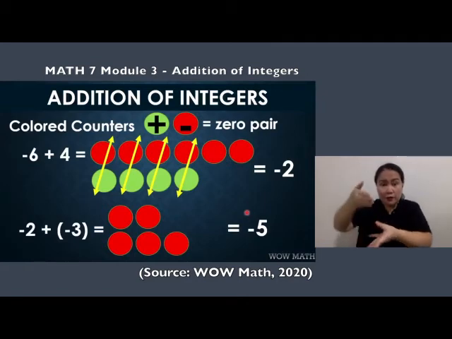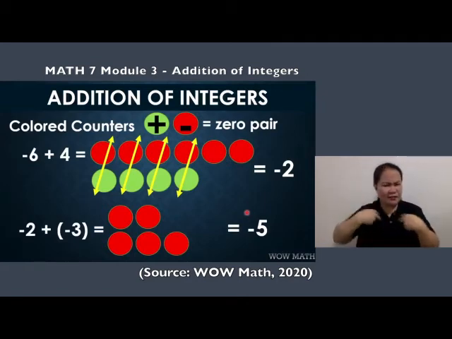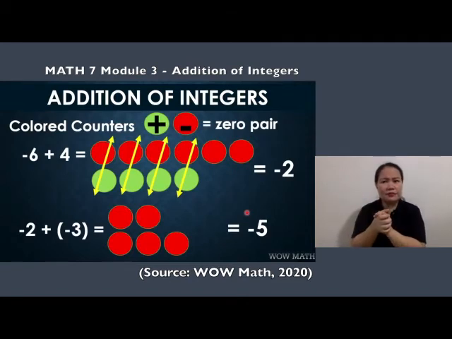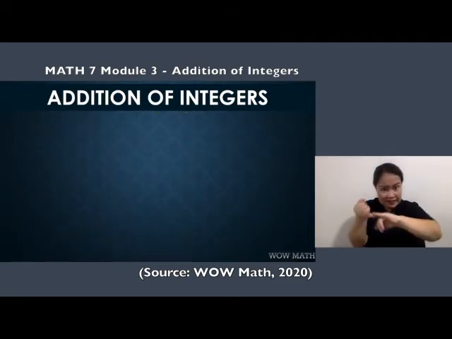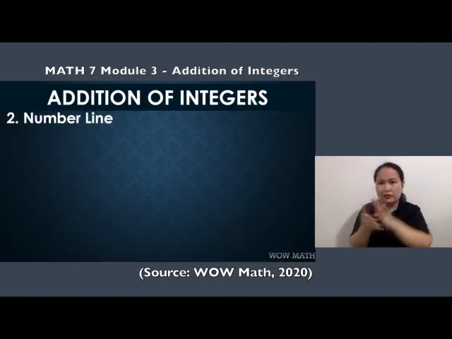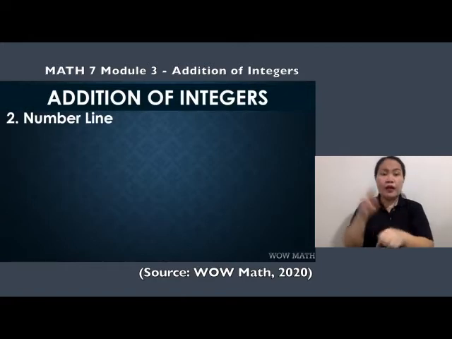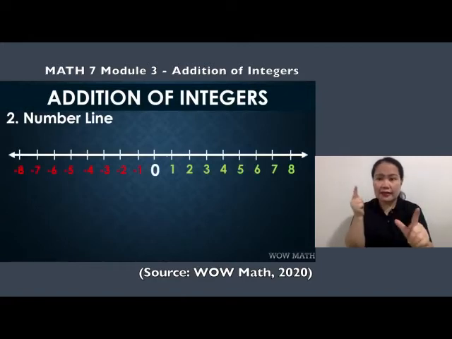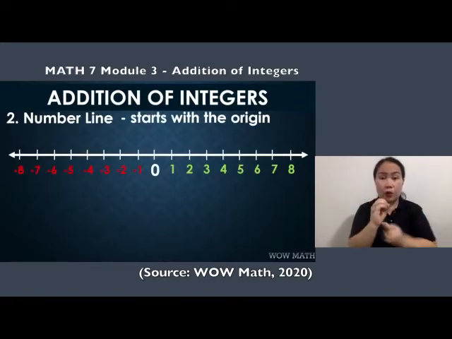Okay, so this is one way of adding integers. So, meron kang options kung paano mo gustong isolve. Pero syempre, hindi to applicable kapag yung integers mo ay malalaki na. Okay? Alright, let's have the second way. So, you can make use of the number line. Now, remember na kapag number line ang ginagamit natin, always starts with the origin. Ano ba ang origin natin? Yung 0.